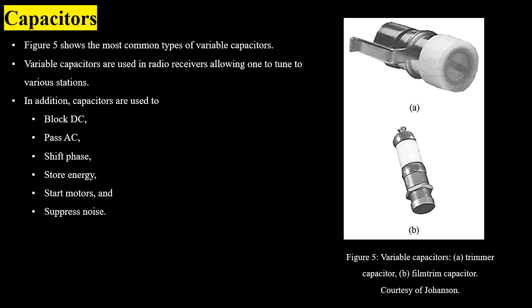Figure 5 represents the most common types of variable capacitors. Variable capacitors are used to tune to various stations in radio communication. In addition to this, capacitors are also used to block DC, pass AC, phase shift, store energy, start motors, and suppress noise.